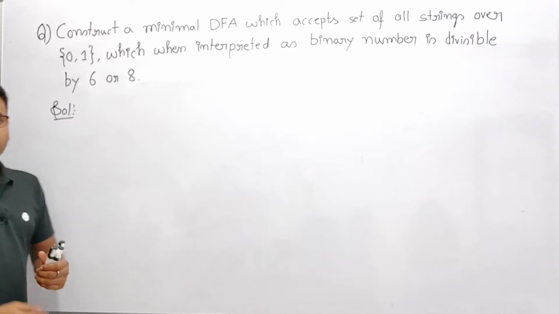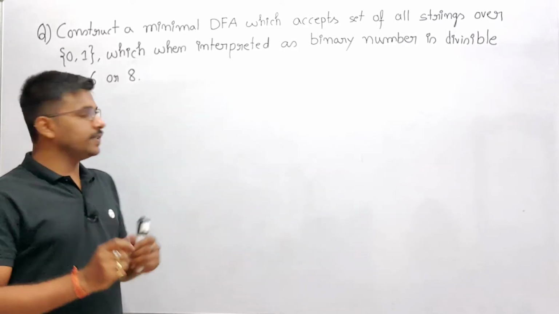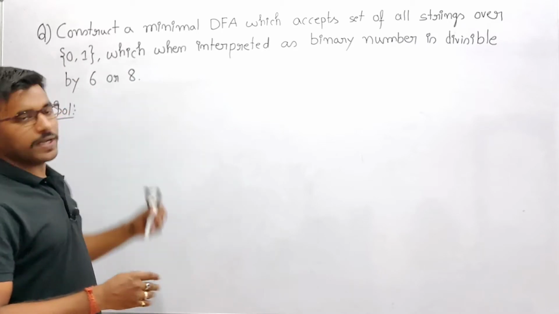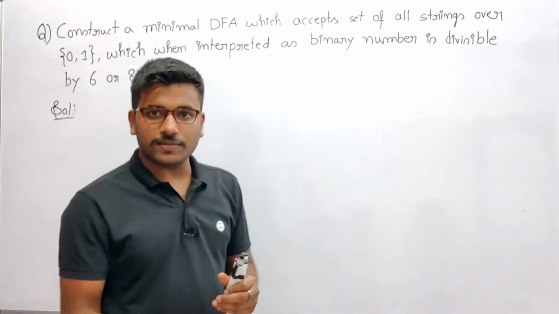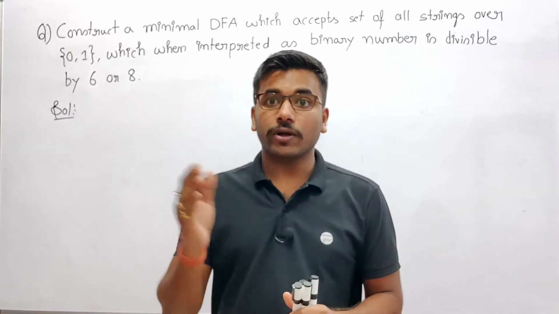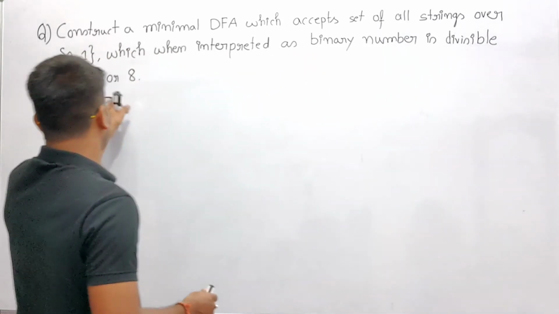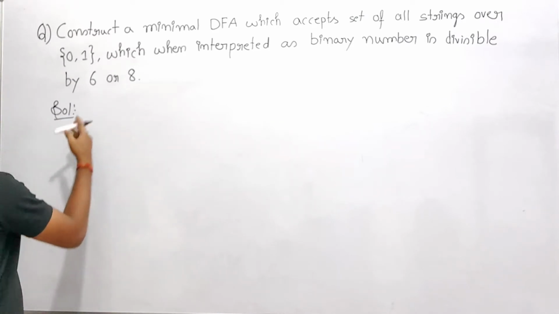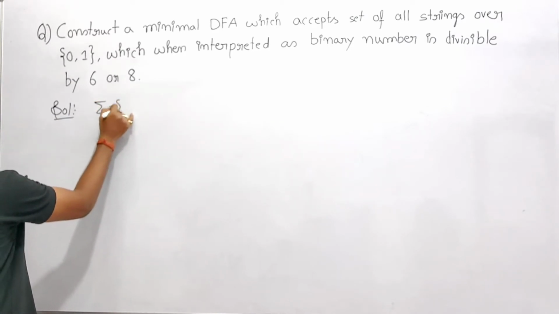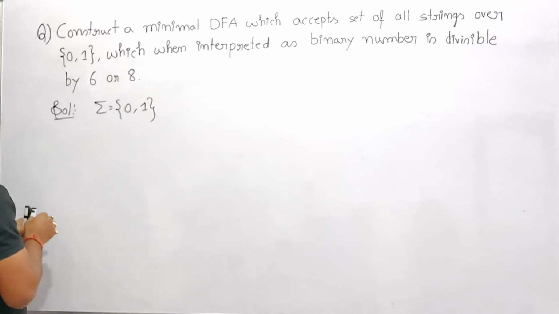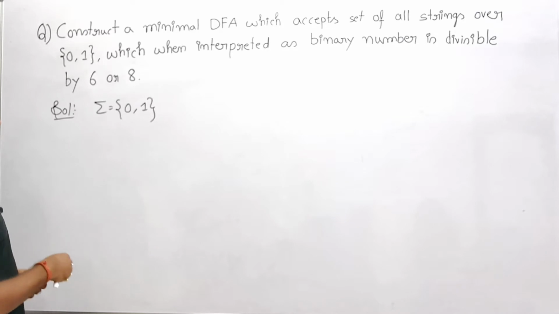Now see the question. Here I just changed the number. It is saying the same: sigma is 0, 1. You have to interpret it as a binary number. But now you have to accept the set of all strings which is divisible by either 6 or 8.